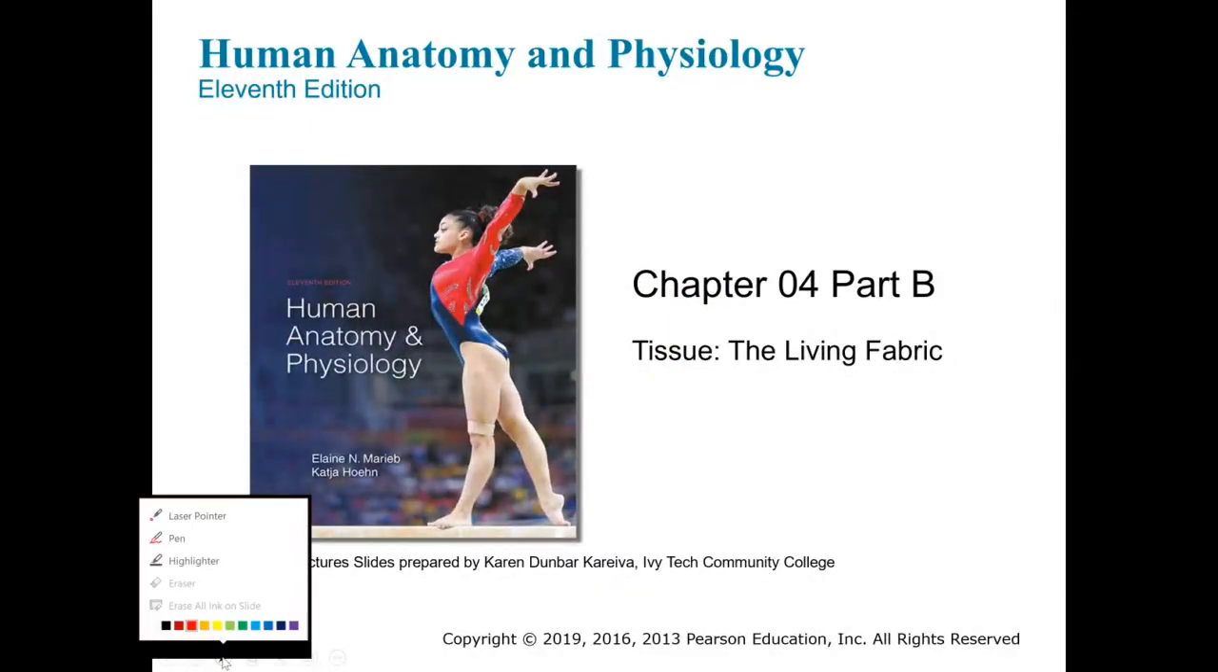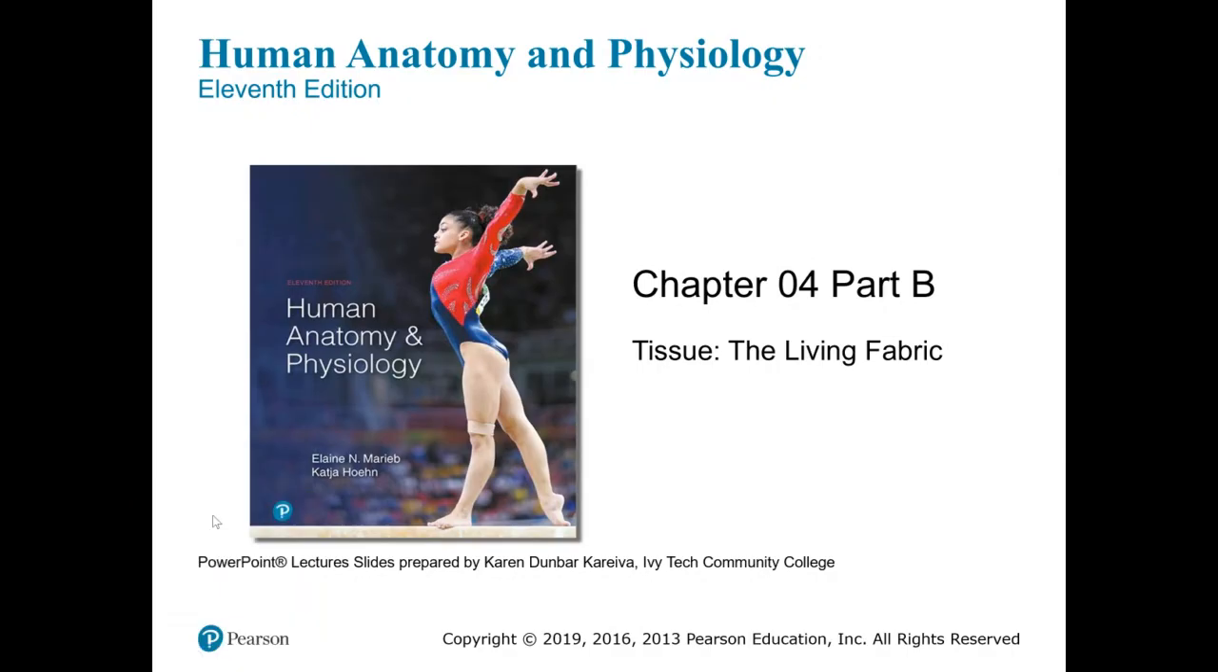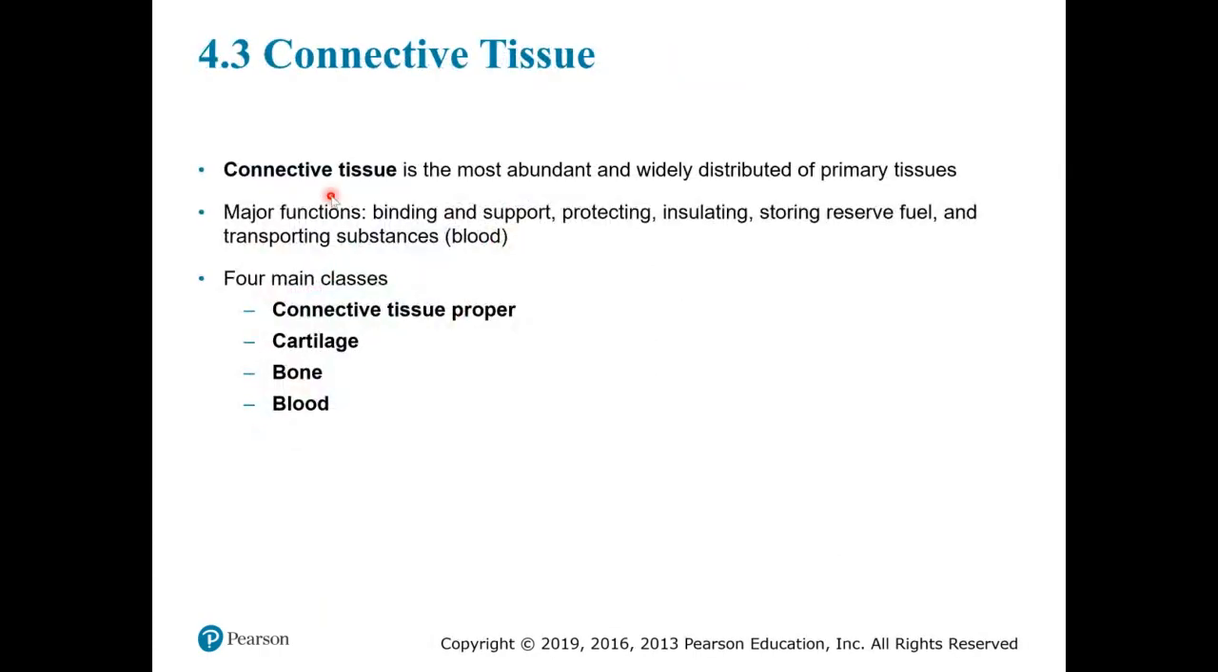connective tissue. You'll recall that the definition I gave you for connective tissues was cells in a non-living background material, and that non-living background material can take on a variety of different forms: solid, liquid, something in between. Connective tissue is the most abundant and widely distributed of the primary tissues, the four tissue types. Most abundant, that means that there's the most of it. And widely distributed means that we find some of it pretty much everywhere, all over the place.